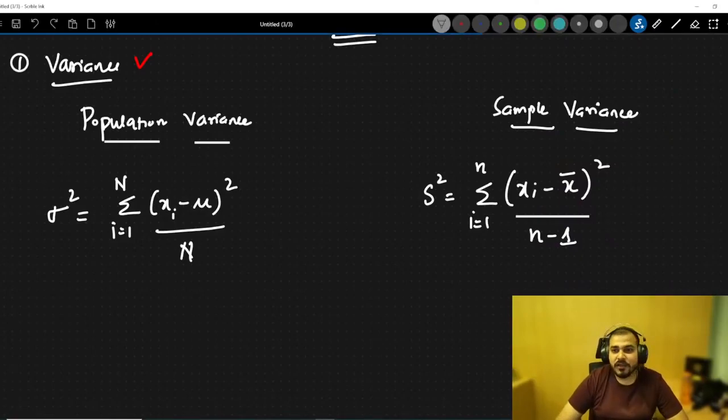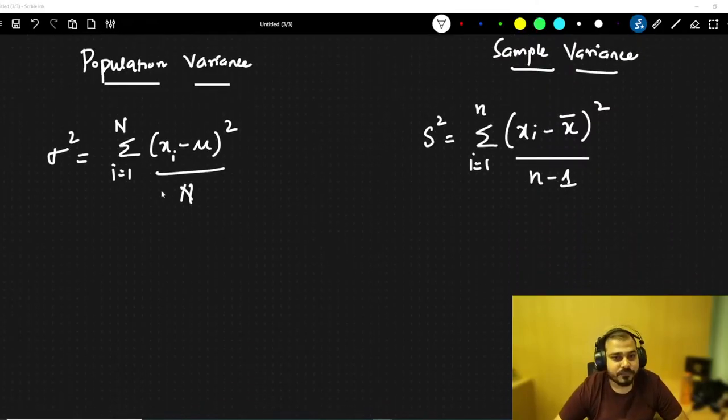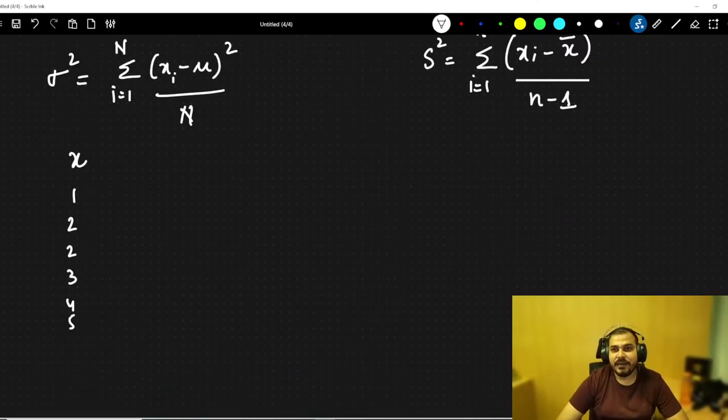Don't worry. Let's take one very good example and solve this specific problem. Let's consider that my x values are 1, 2, 2, 3, 4, 5. This is my distribution, and this is basically my data set.